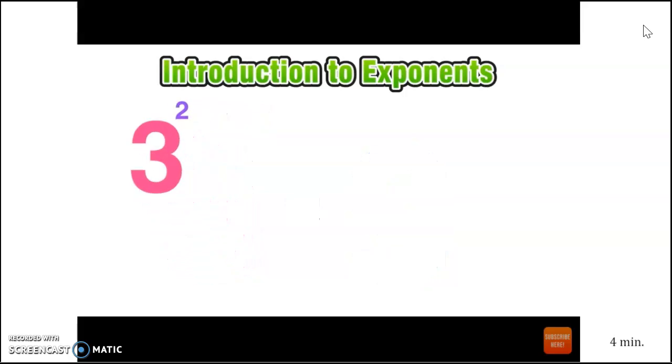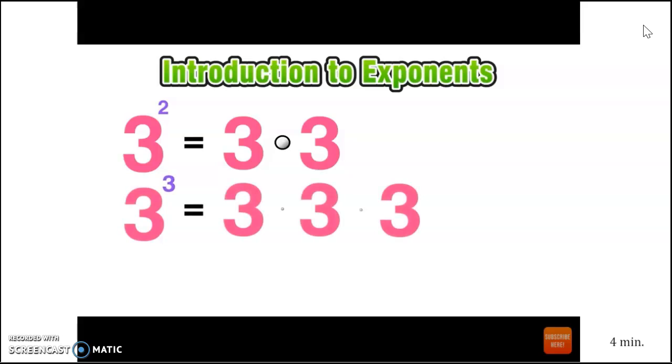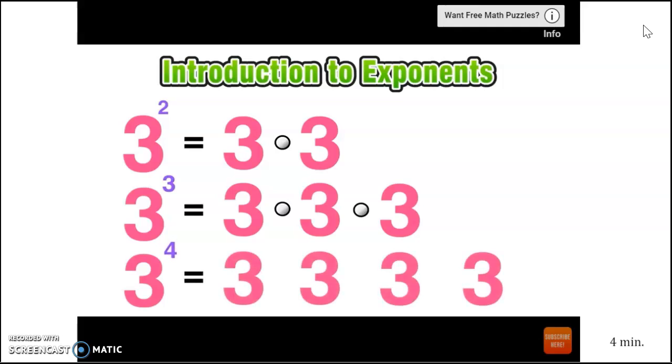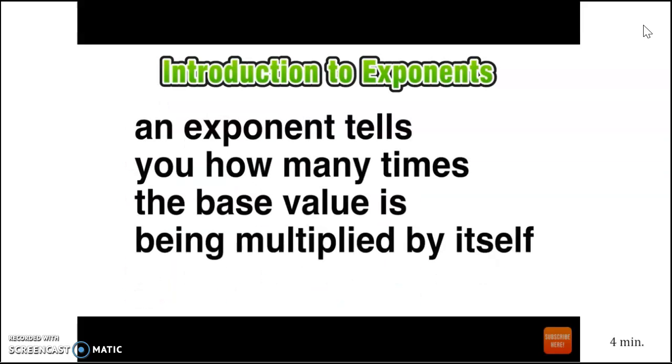And now we can extend this thinking. We know that 3 to the second power equals 3 times 3. We're multiplying 3 twice. 3 to the third power equals 3 times 3 times 3. We're multiplying 3 three times. And, of course, 3 to the fourth power is going to equal 3 times 3 times 3 times 3, or 3 multiplied four times. So now we can stop and make a conclusive statement, and that statement is that an exponent tells you how many times the base value is multiplied by itself.